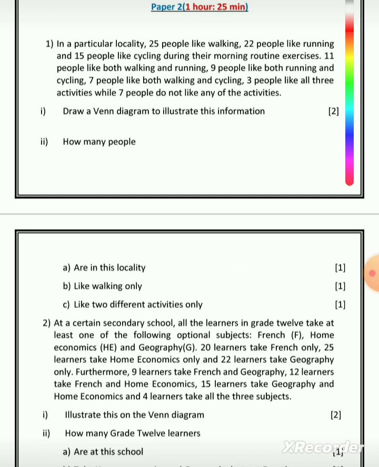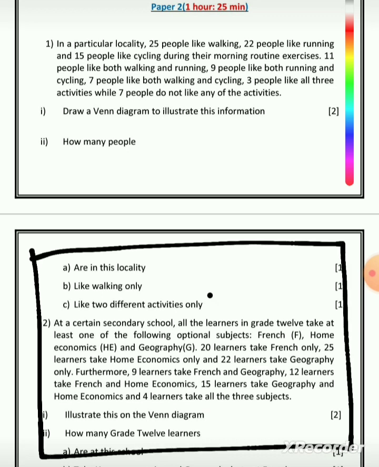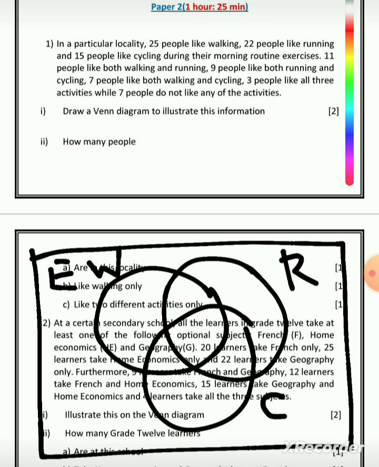Okay, so of course they want us to represent this on a Venn diagram. So we have 3 sets. So set E. What activities do we have? We have walking. Then we have running, we call it R, and we have cycling, which we are going to call C.